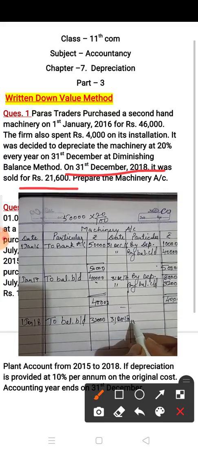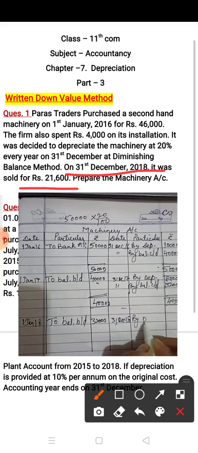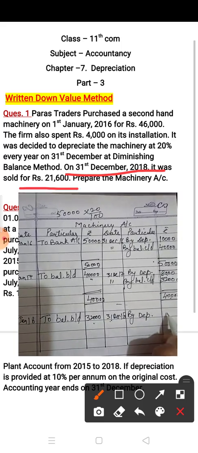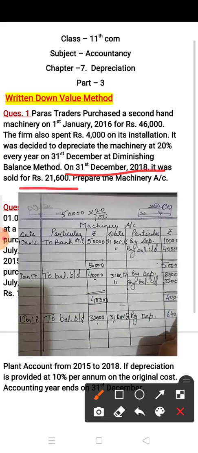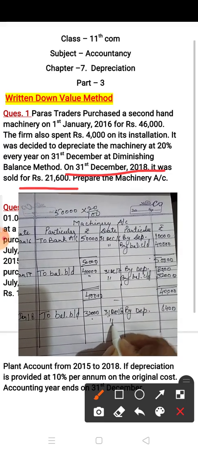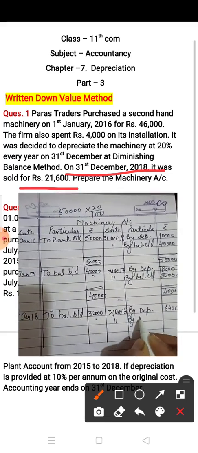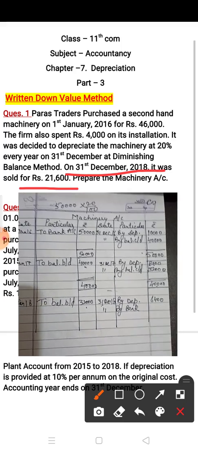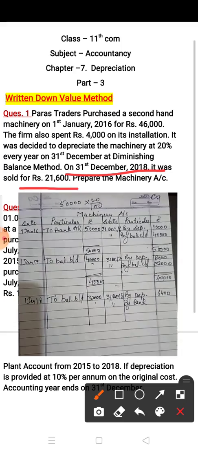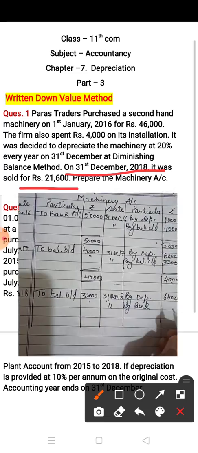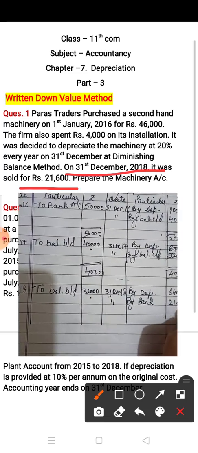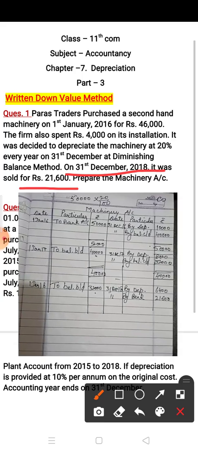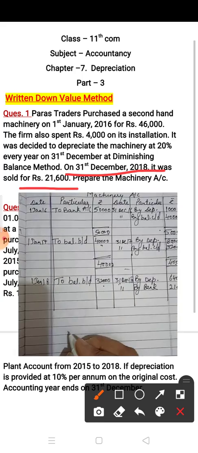So first of all, you have to charge the depreciation. Depreciation on 32,000 is 6,400. Now on the same date the machinery was sold, which means by bank. When you sell the machinery, cash will come. So by bank, the amount is 21,600. After that, what you have to do is make the working note.